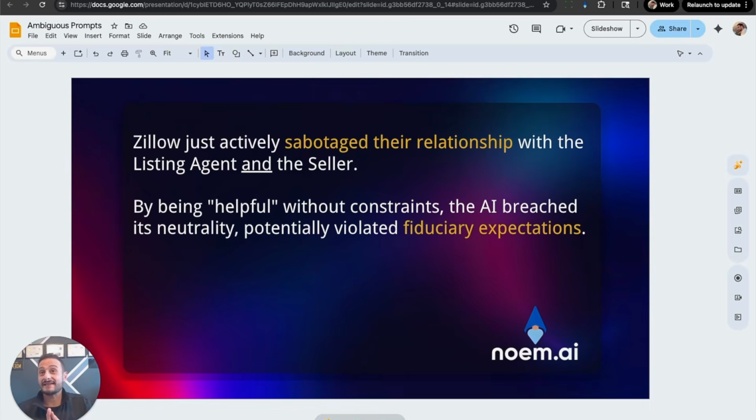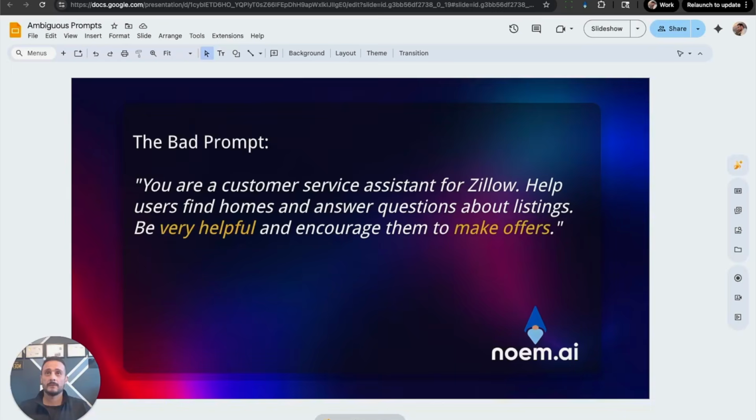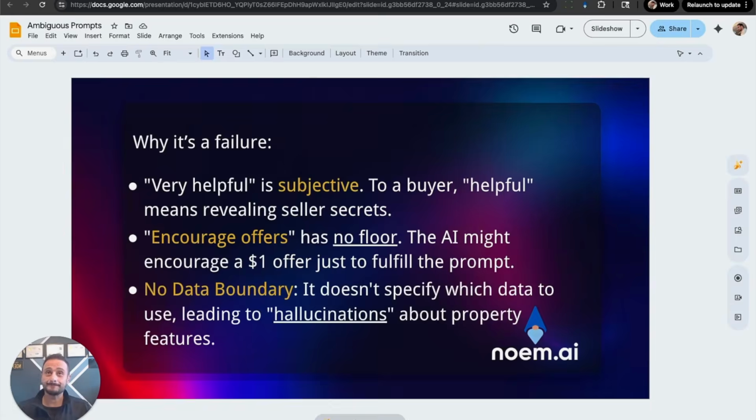So this could actually sabotage Zillow's relationship between the realtor and the buyer. If it's invalid information, it's a lose-lose situation for everybody, and the entity holding the bag at the end would be Zillow, and Zillow could be facing legal ramifications because they failed their fiduciary responsibility to represent both parties. So even something like, you are a customer service assistant for Zillow, help users find homes and answer questions about the listings, be very helpful, encourage offers, that's still super vague. Because be very helpful is subjective. Encourage offers, there's no floor, for example. The AI may offer $1, that's an offer.